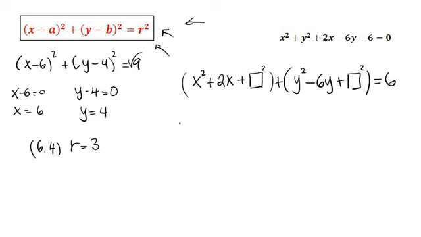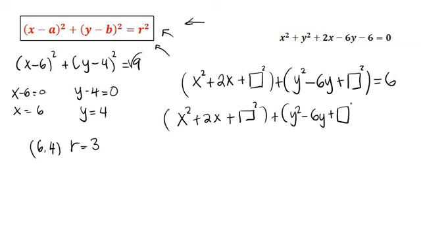So we have x squared plus 2x, we add in a box squared, y squared minus 6y, add in a box squared. All of that is equal to 6, and then we add a box squared. Okay, so now what goes in the box squares?